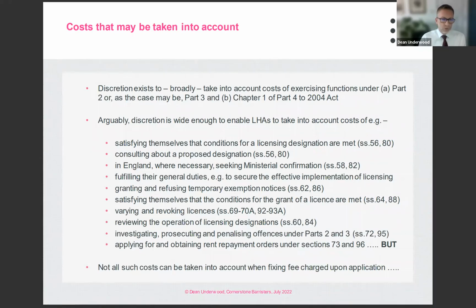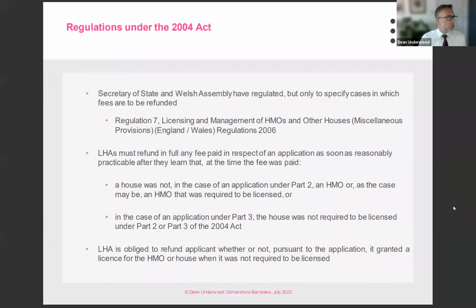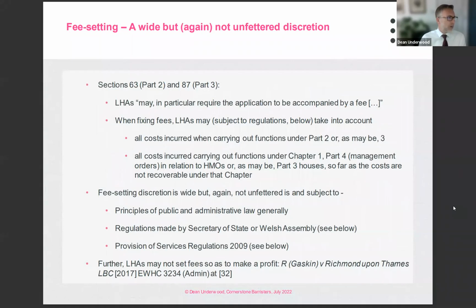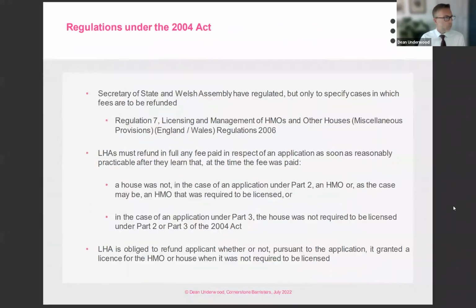Before I come on to those, let's take a quick look at the costs which, under the provisions of the 2004 Act itself, a local authority might properly take into account. So if I just take you back a slide or two, you'll remember that under sections 63 and 87, when fixing fees, local housing authorities may take into account all costs incurred carrying out functions under Part 2 or Part 3, and those carrying out their functions under Chapter 1 of Part 4, insofar as they're not recoverable under that chapter.